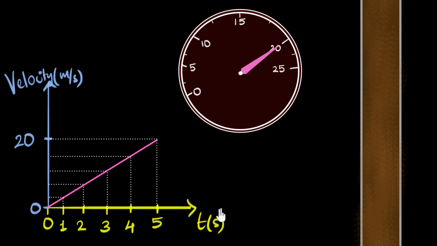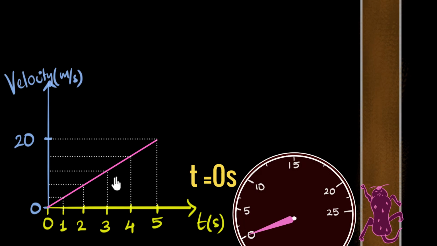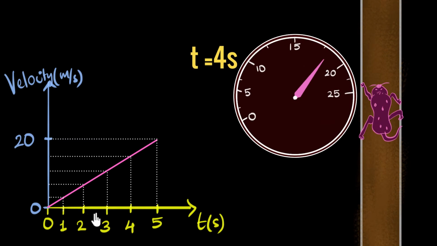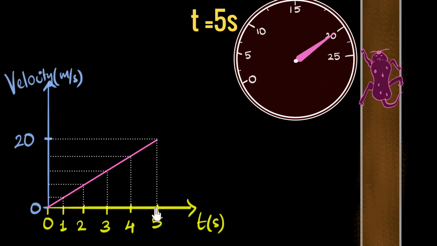So let's say here's our one-of-a-kind pink cheetah. We know that at time t equal to 0, its speed is 0. So if we attach this speedometer to it, then as time ticks, it gets faster and faster and faster. And at the end of 5 seconds, it hits 20 meters per second.